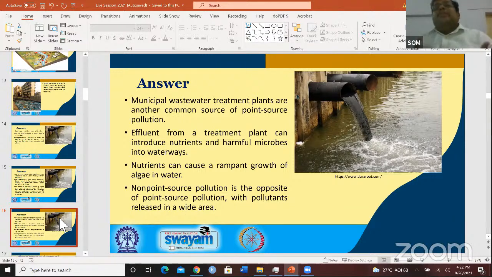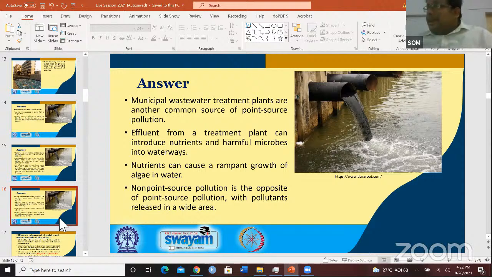Non-point source pollution is the opposite of point source pollution, with the pollutant released over a wider area, from an agriculture area, for example, as I have already discussed. So I hope that with this discussion it is now clear to all of you what point source pollution is and what non-point source pollution is, what their characteristics are, and what their different sources are.